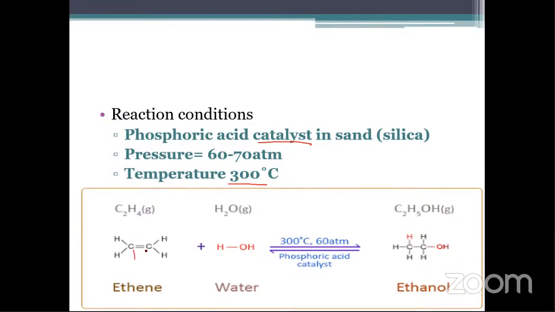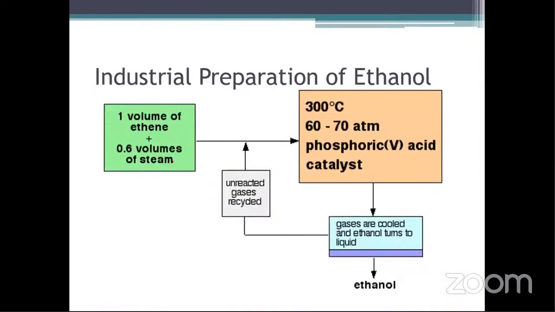So again, the double bond will break, and the H is going to attach, and the OH is going to attach. So you get ethanol, right? So if you start off with ethene, you're going to get ethanol. If you started off with, say, propene, you're going to get propanol. If you start off with butene, you're going to get butanol. All right. Again, you need 300 degrees Celsius, 60 to 70 atmospheres, and a catalyst, which is phosphoric acid.